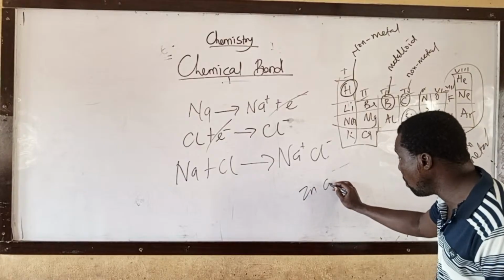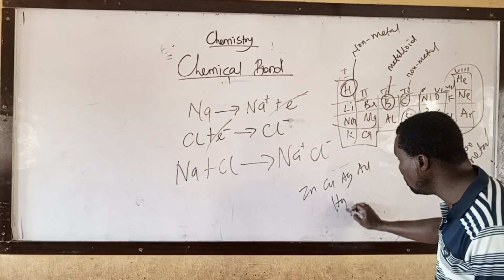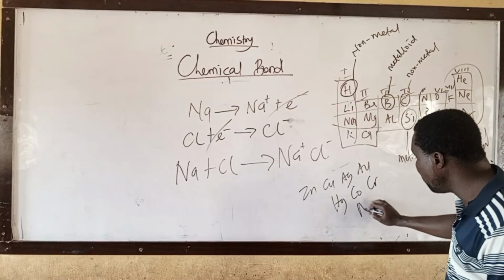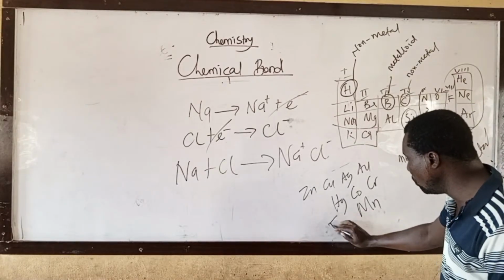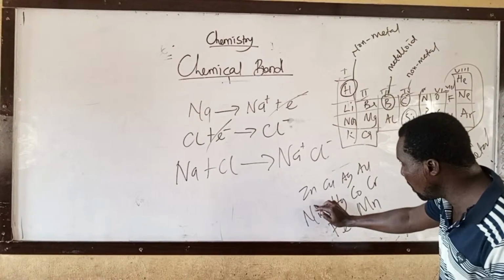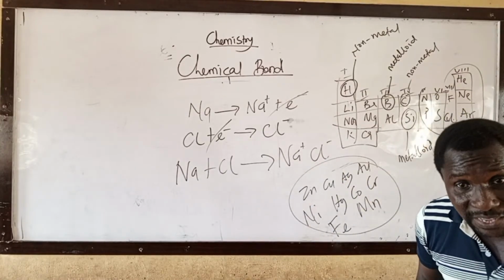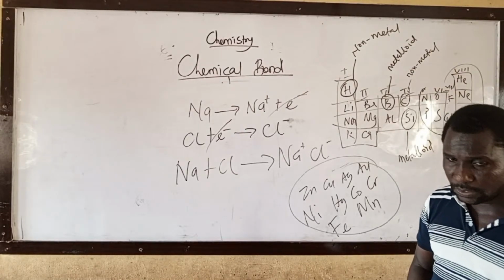Zinc, copper, silver, gold, mercury, cobalt, chromium, manganese, iron, nickel. All these ones are metals also. All transition elements are metals. Take note of that.